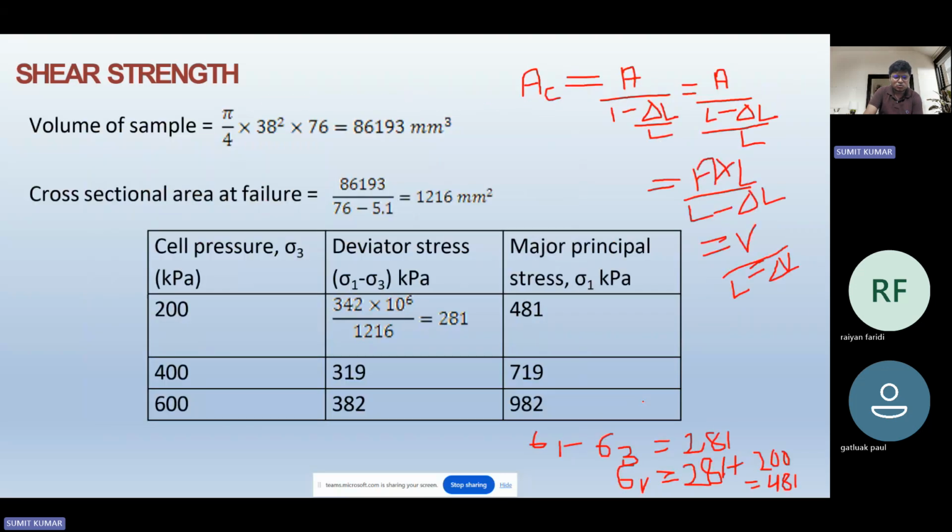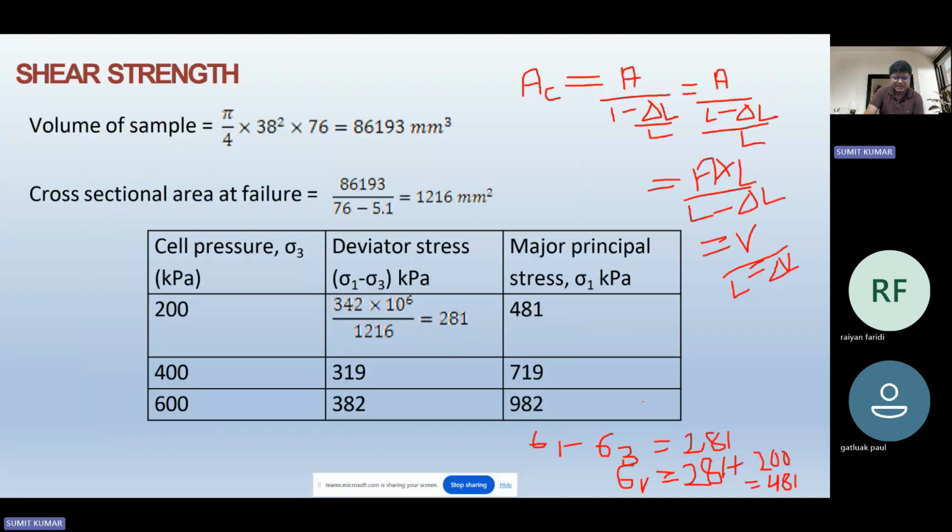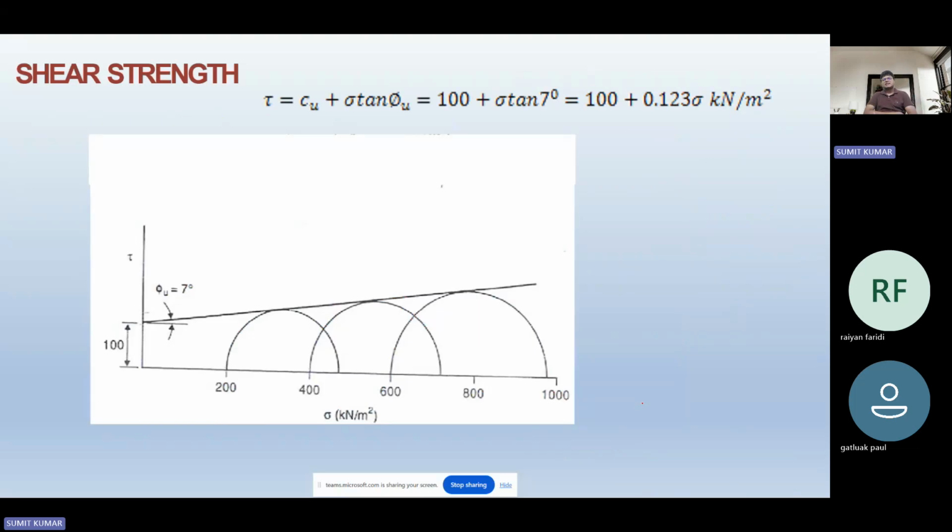You see, 200 is the sigma 3 value and the corresponding sigma 1 value is 481 in this graph. Then for the second, 400 is the sigma 3 value and the corresponding sigma 1 value is something like 719. In the third case, 600 and 982 are the values of sigma 3 and sigma 1 respectively. Now we draw a common tangent crossing through all three circles, and that value comes out to be 100 at the tau axis, which is going to be cohesion.